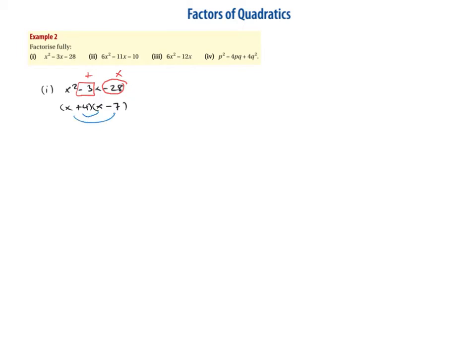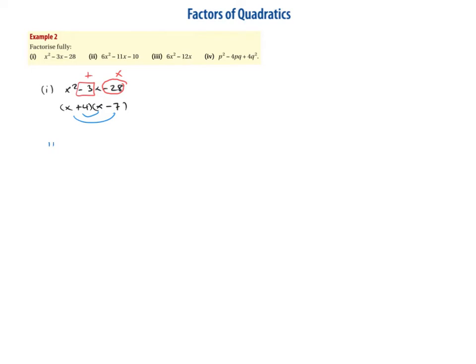And to check it, all we do is we have a look here. Okay, and we can see that if I multiply them together, I'm going to get 4x, take away 7x, and that will give me minus 3x, and then 4, positive 4, multiplied by minus 7 will give us the minus 28, and I'm done. Let's have a look at the second one then.